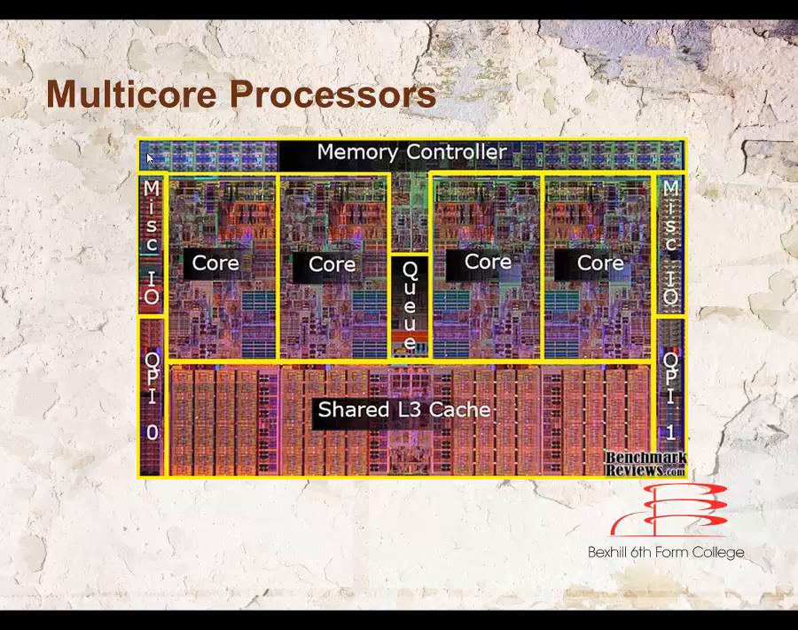Multi-core processors. There's a shot of how they're separated up. So you've got your memory controllers, and these are the 4 cores, a common queue, and a shared cache. Those of you from last week will remember we looked at different types of RAM. This is the incredibly fast RAM that sits here that helps to make everything much faster.